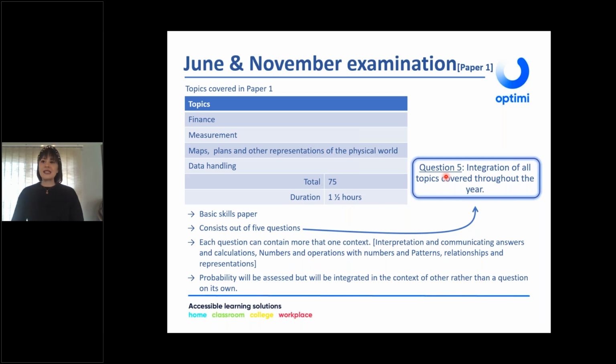And then lastly, you will see that there is not a question that is only on probability. Probability will be assessed, but it will be integrated in the context of another question rather than acting as a question on its own. So probability will form part of one of your five questions, but it will not be a question by itself.